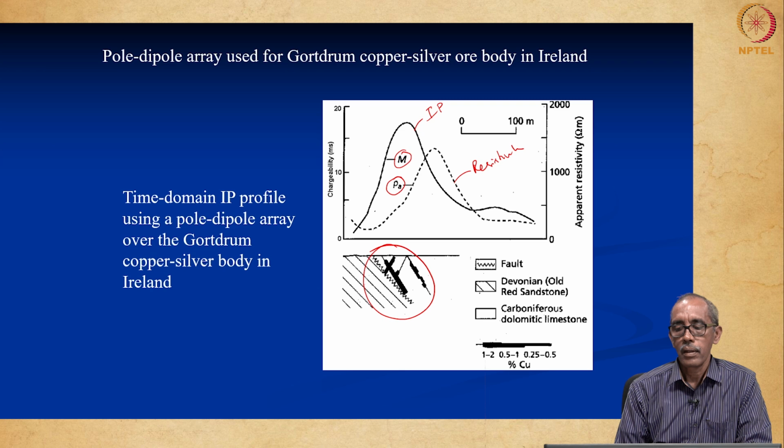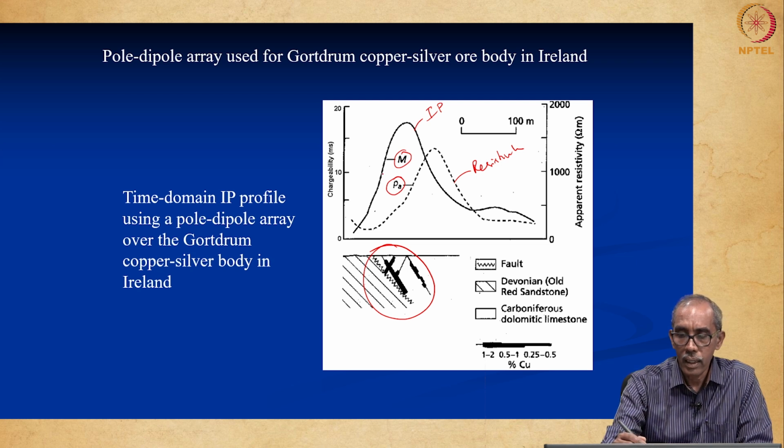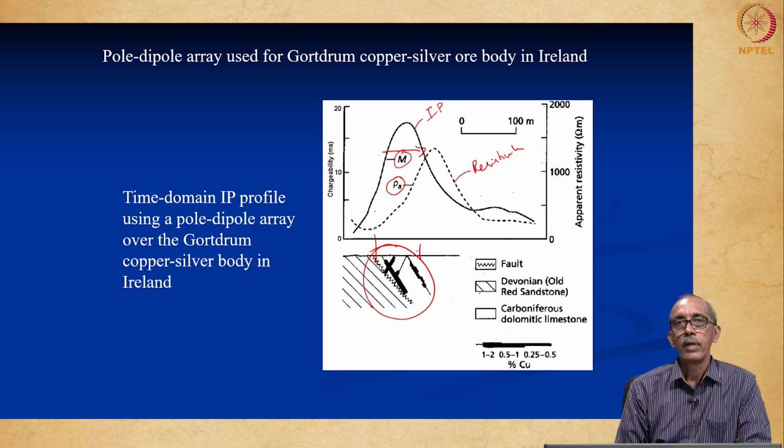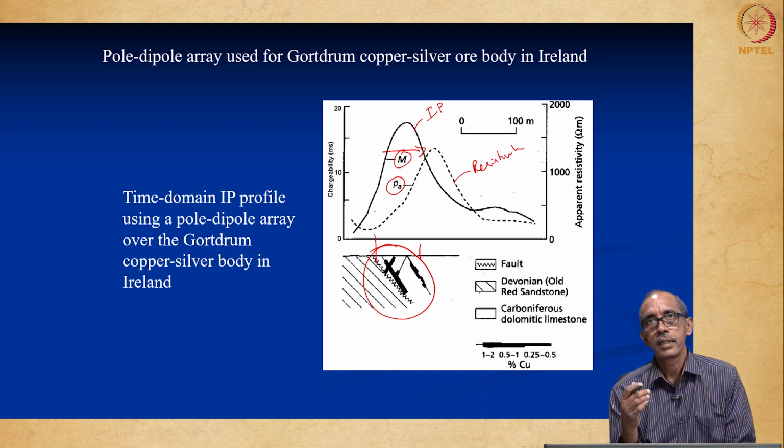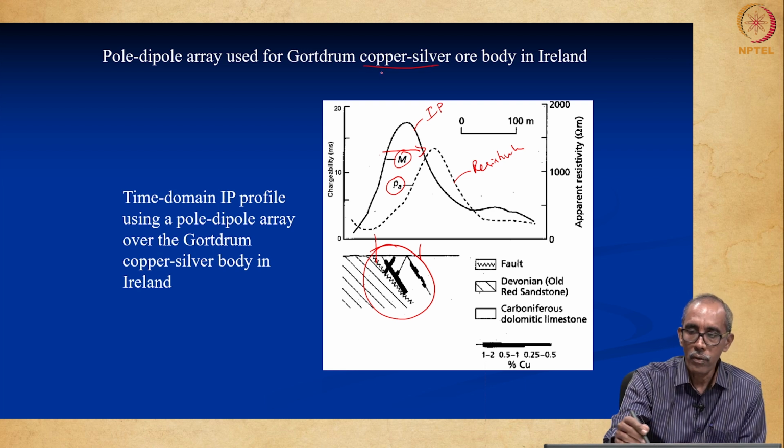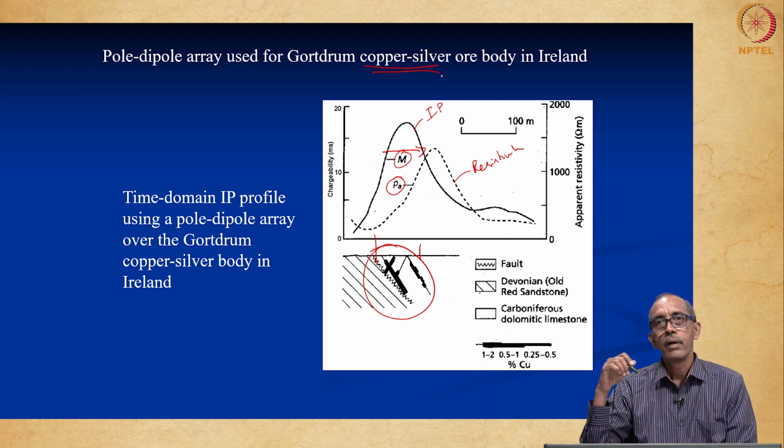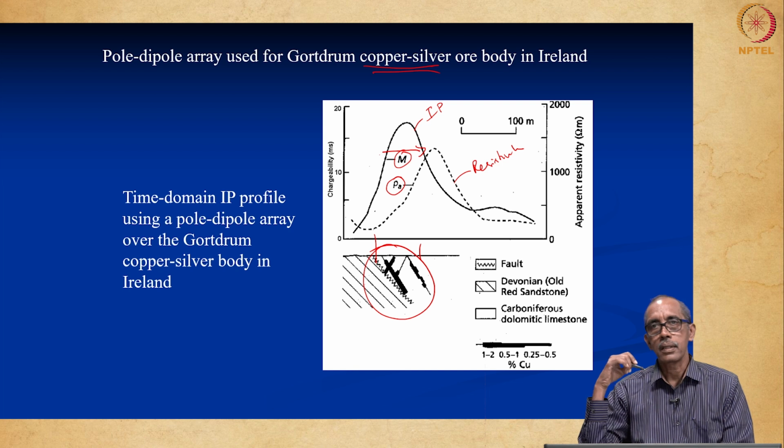In both the methods, we could get a different signal, especially in the case of IP, where chargeability was very high in this zone, right, this zone. When chargeability is very high, certainly it indicates a metalliferous deposit, right. So, in this case it happens to be a copper and silver ore body. So, this is how we have delineated the presence of an ore body by the induced polarization method.